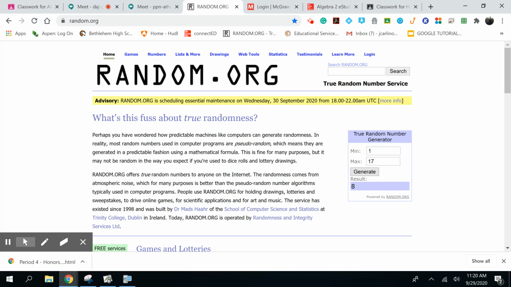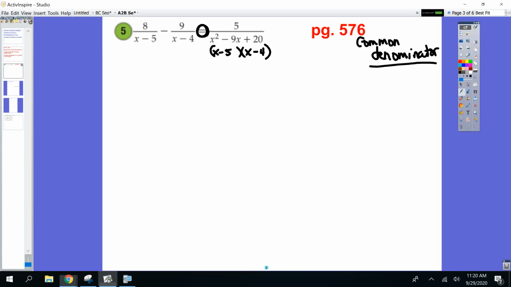Let's do this. Here we go. Colin, what do you got for me? What would be my common denominator? X minus 5 and x minus 4. Good. They both have an x minus 5 in common. They both have an x minus 4 in common. Nothing's left over. So now go to each fraction. You got 3 of them, and multiply each of them by x minus 5 and x minus 4.